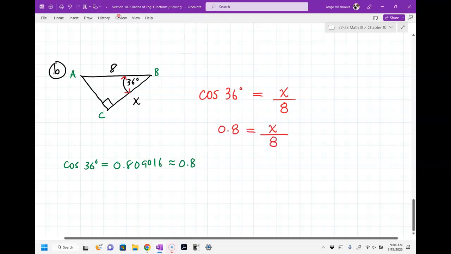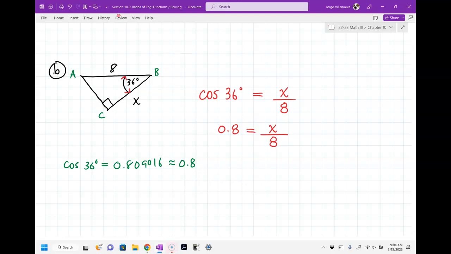And to solve for x, I just got to multiply by 8, and I'm done. So let's multiply the 8 over here. So that means x is equal to 0.8 times 8, which, for me, it says 32 over 5. Is that what you guys got? 32 over 5, which is fine.